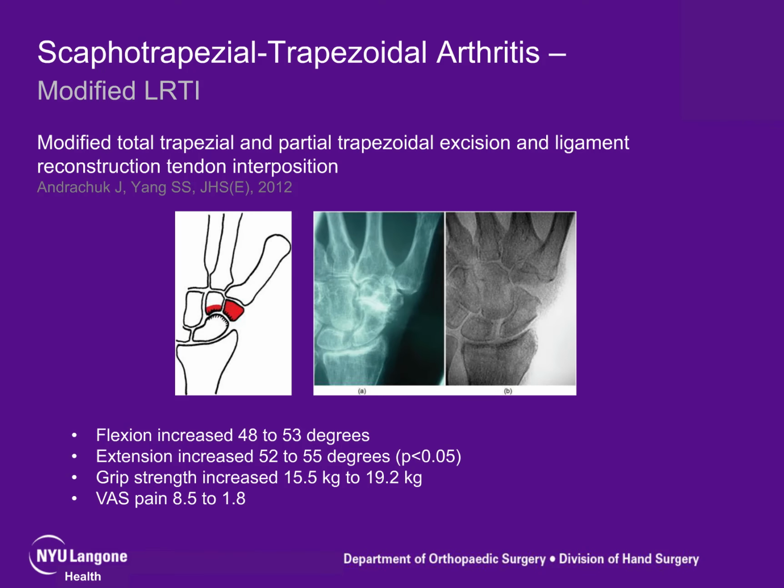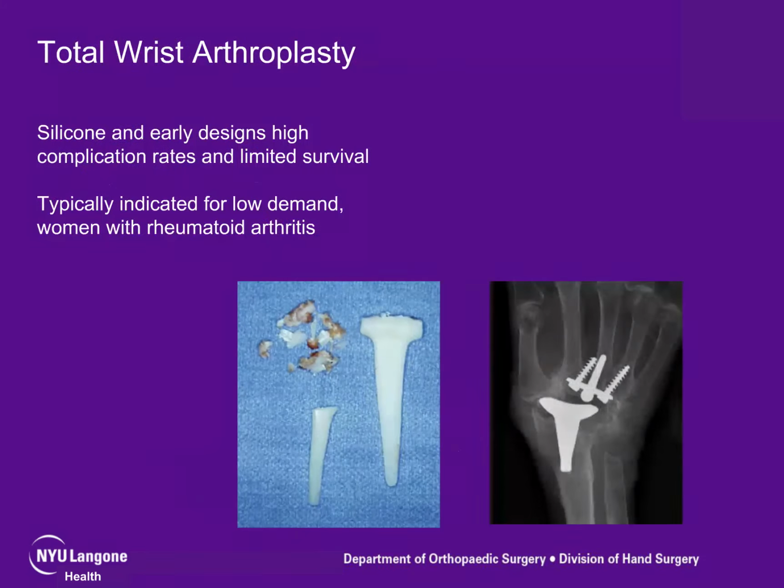So my group reported our results on performing a modified LRTI. That's a complete excision of the trapezium and resection of the proximal 1/4 of the trapezoid, and using the FCR for ligament reconstruction and tendon interposition. What we found was that range of motion improved, grip strength improved, and pain relief was substantial. We had good results.